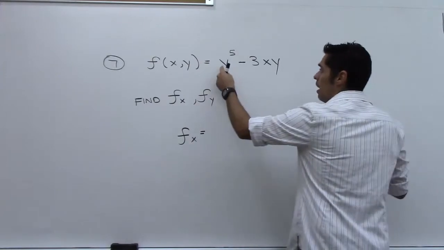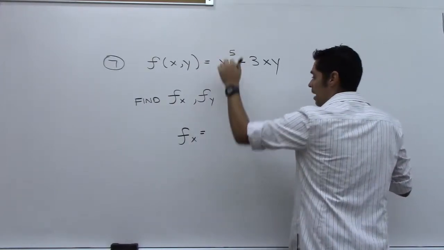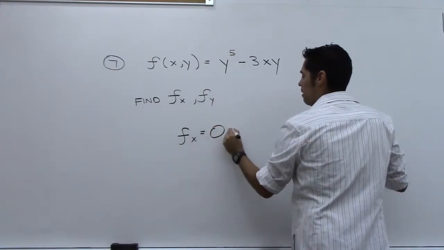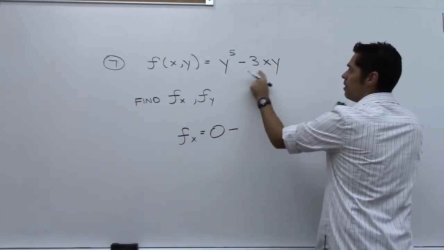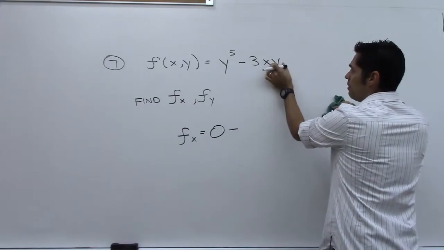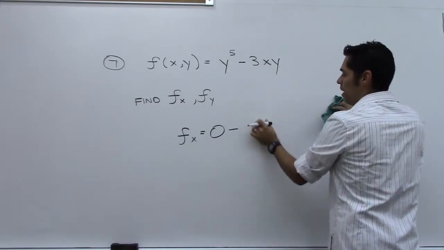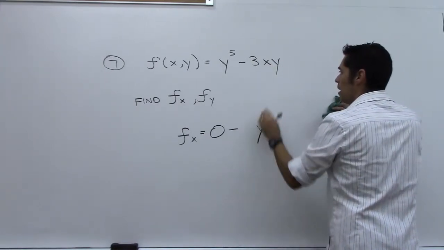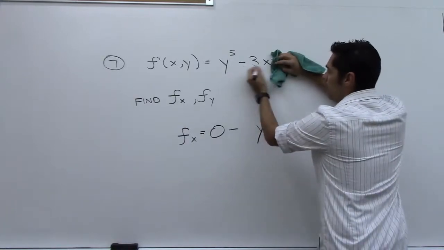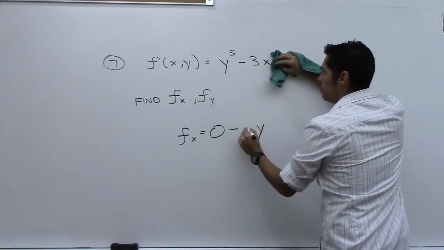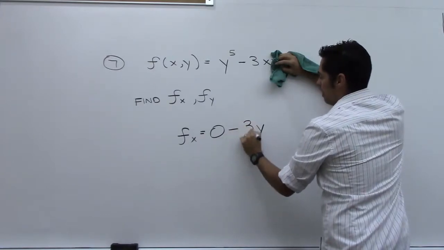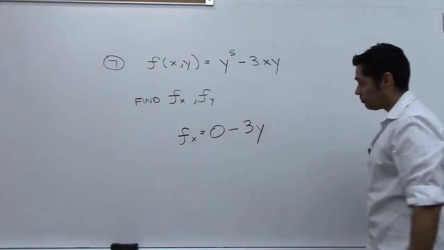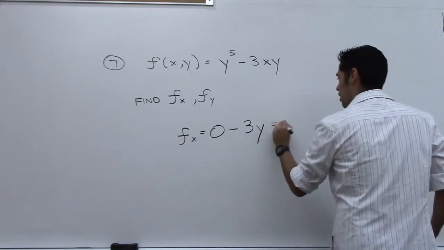So y to the fifth power, that's a constant. The derivative of that is 0. Minus, okay, now y is a constant. It's attached to some function of x. So when I take the derivative of that, the y will come with me. So y is going to be part of my answer. And then the derivative of negative 3x is just negative 3. I have the minus already, and then I'm just going to have 3 here. So the answer is negative 3y.